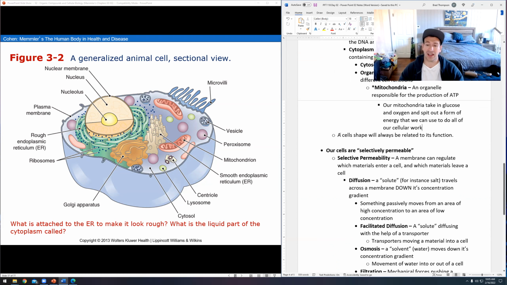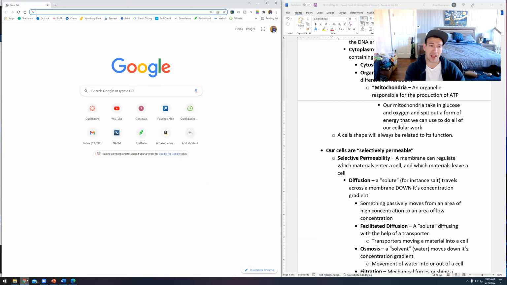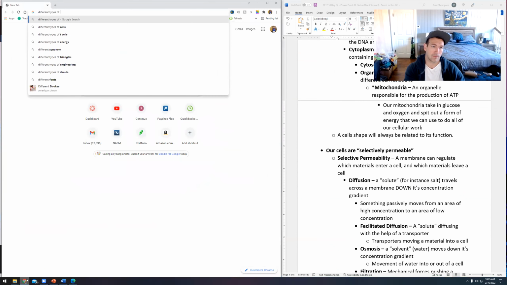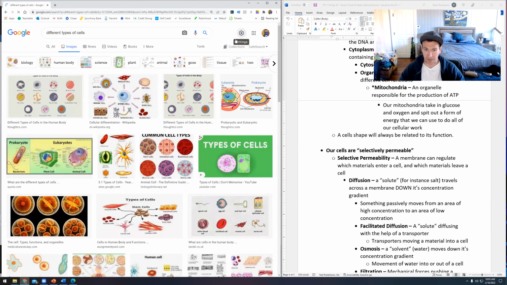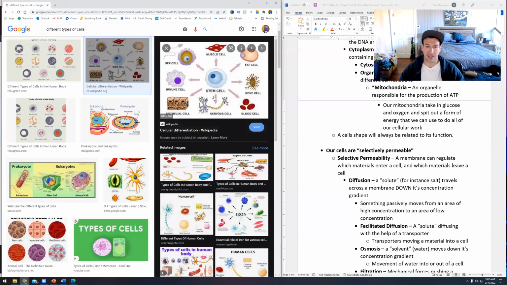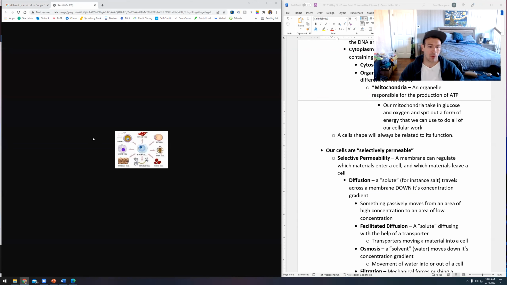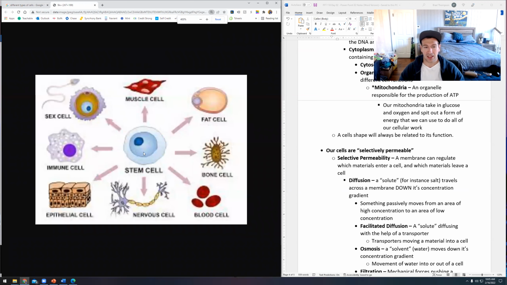And then the coolest thing I've got to say is that a cell's shape will always relate to its function. So again, when we look at cells, they've got all kinds of really cool different shapes, and they can all do very different things, right? Probably the coolest type of cell in your body is what we're seeing here. It's called a stem cell, and that's a cell that can shape itself in a bunch of different ways.